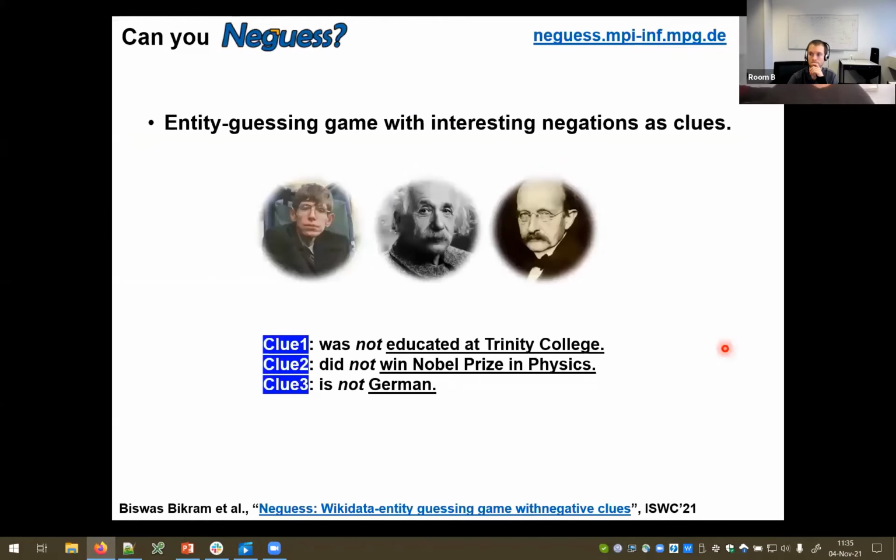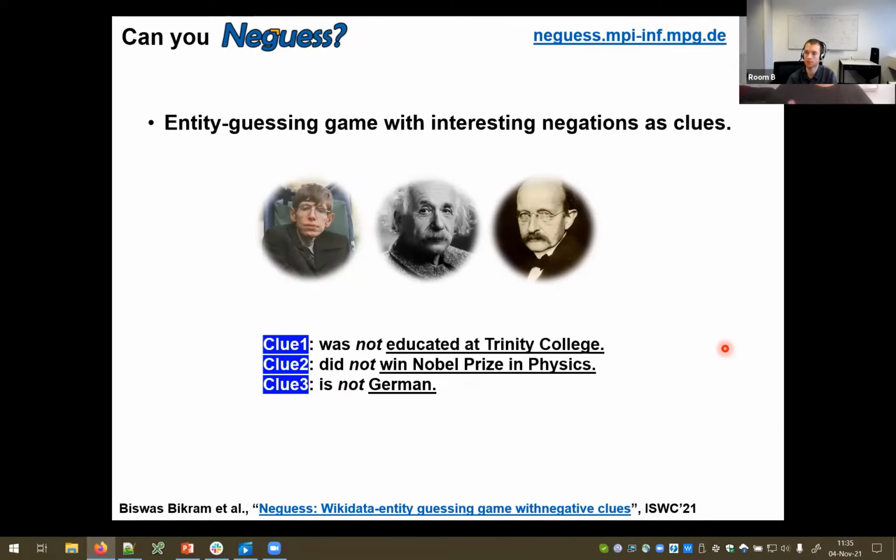The second tool is a game. It's a guessing game, but it's a guessing game with negations as clues, with interesting negations. So you would be given 3 entities, and you should guess which one of these entities these clues apply to. However, the clues are valuable negations instead of the traditional case where you would get positive clues. So instead of, he is of a certain nationality, you would get that he isn't. Or instead of, he did win an award, you would get that he didn't win a certain award.